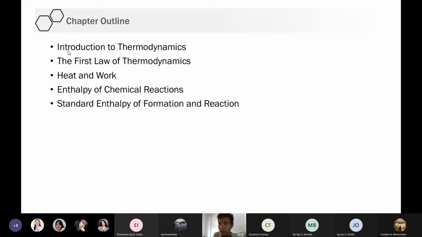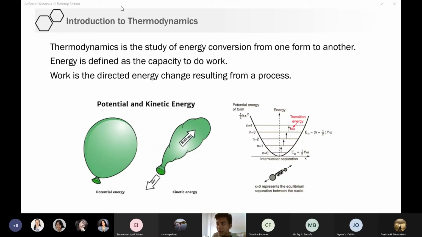So we had an introduction to thermodynamics last time. And then we will proceed with the first law of thermodynamics and heat and work. So hanggang dito lang tayo because the other two will be discussed on a synchronous mode, no? Okay. So anyway, last time, recall lang natin, we said that thermodynamics is the study of energy conversion, no?